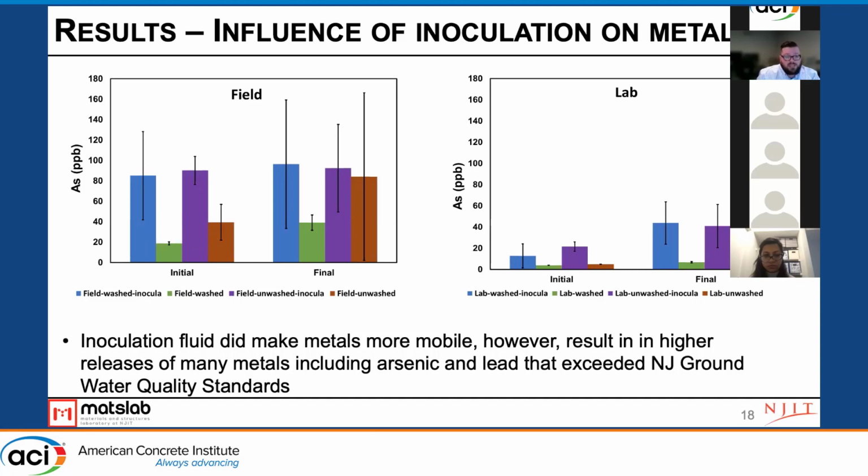What we did see, however, is that the inoculation fluid did mobilize some metals at a higher rate than the systems that were not inoculated. And so that is a particular concern, because now we're actually releasing metals that we wouldn't have released before if we tried to create a fluid that is going to inoculate that system.